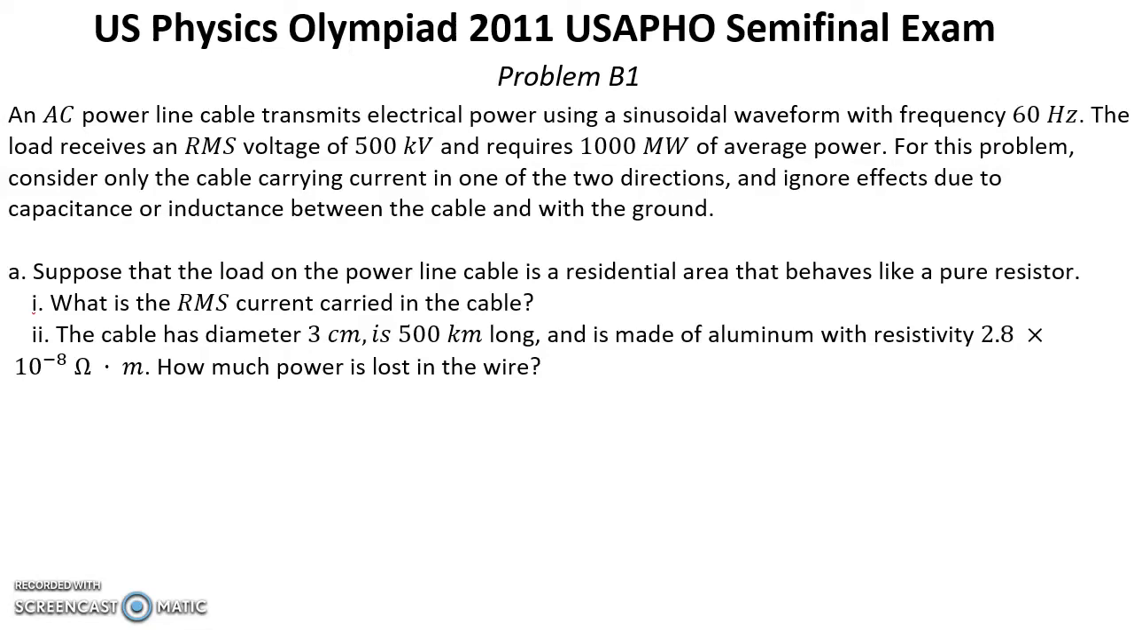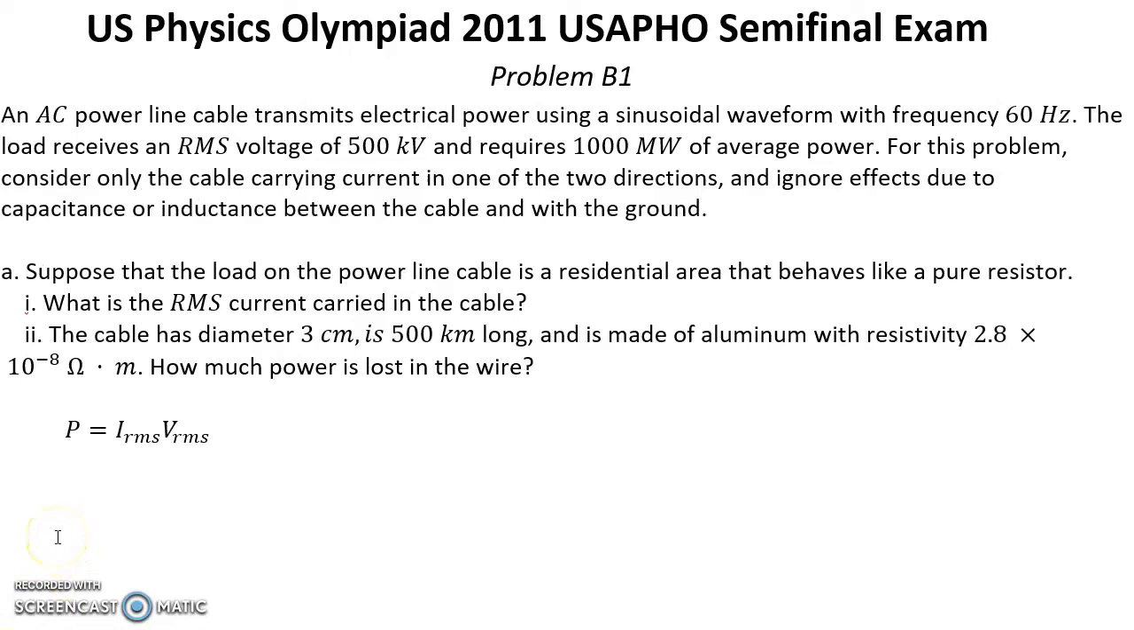Solution. Because the load is resistive, we have power equal to I RMS multiplied by V RMS. And from here we can find the RMS current. That will be 2000 amperes. So that's the answer for the first question.